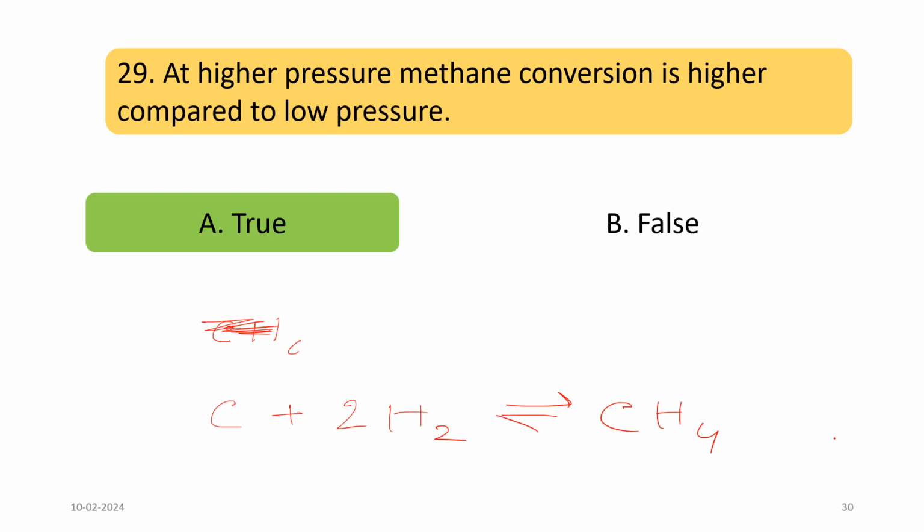So after some time, if the reaction temperature is much higher, then according to Le Chatelier's principle, it will prioritize the backward reaction rather than the forward reaction. So if we prioritize the backward reaction, then methane will be produced less with time, because it crosses its optimum temperature.